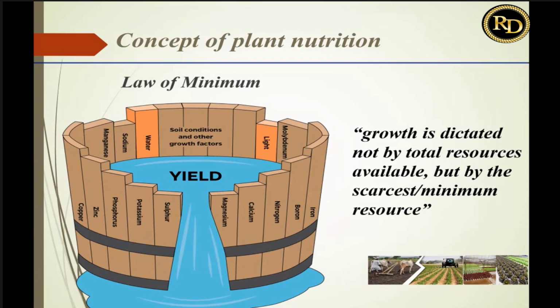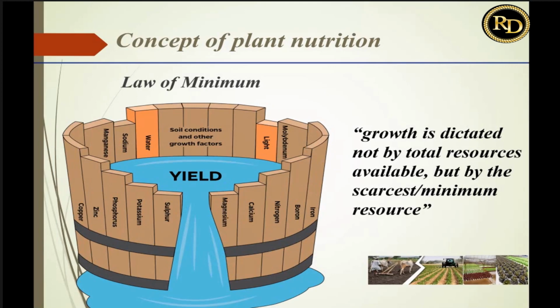So as a grower, we need to be efficient enough to ensure the optimal availability of all the factors collectively responsible for growing a crop. That is the law of the minimum, which says growth is dictated not by the total resources available, but by the scarcest, minimum resource available.